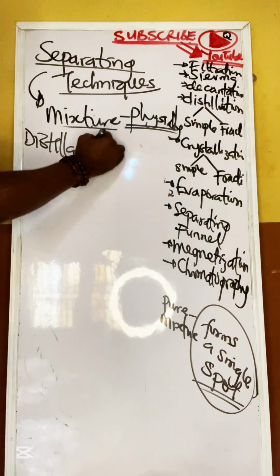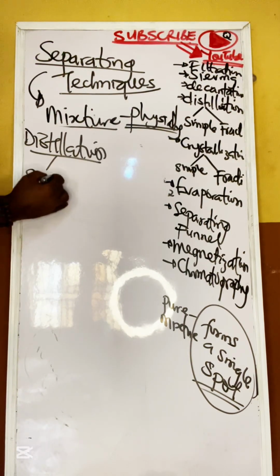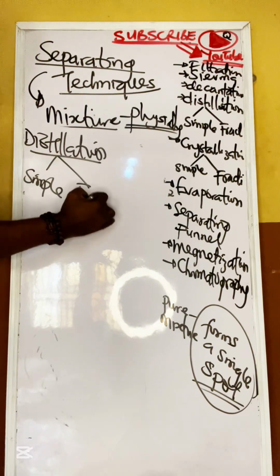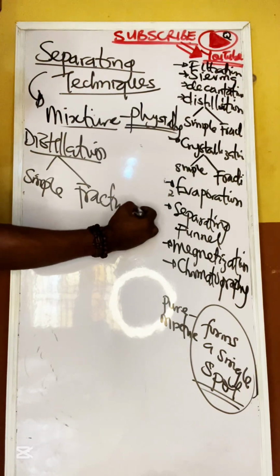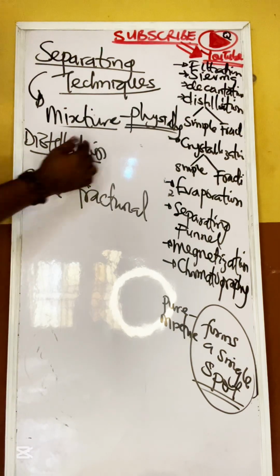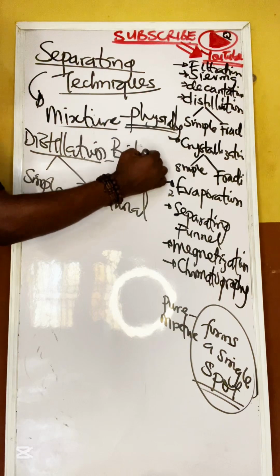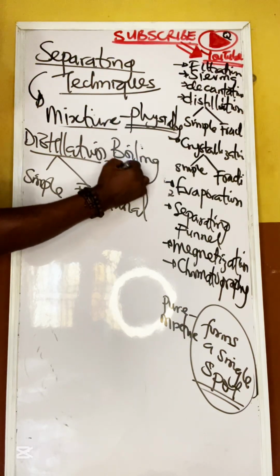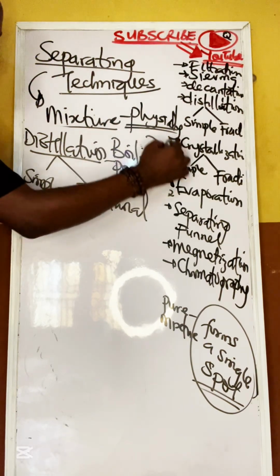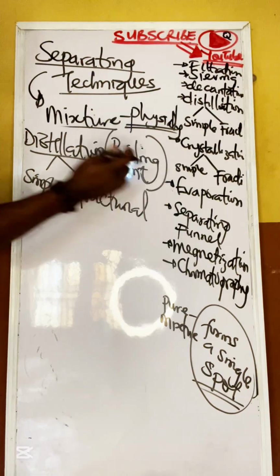Now distillation can be two. It can be simple distillation. It can also be what? Fractional distillation. Okay. Now, what property is being used when we talk about distillation? Difference in boiling point. That's the property we use.